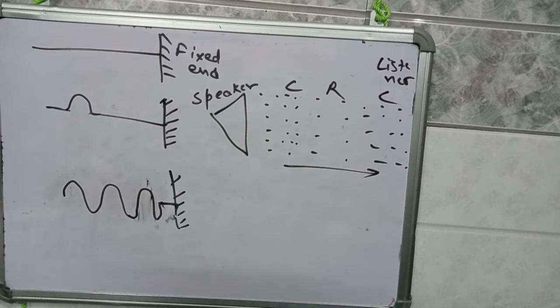So these kinds of waves are known as longitudinal waves. Okay. So what should be the properties of the medium in which mechanical waves are traveling? Mechanical waves can be either longitudinal waves or transverse waves.